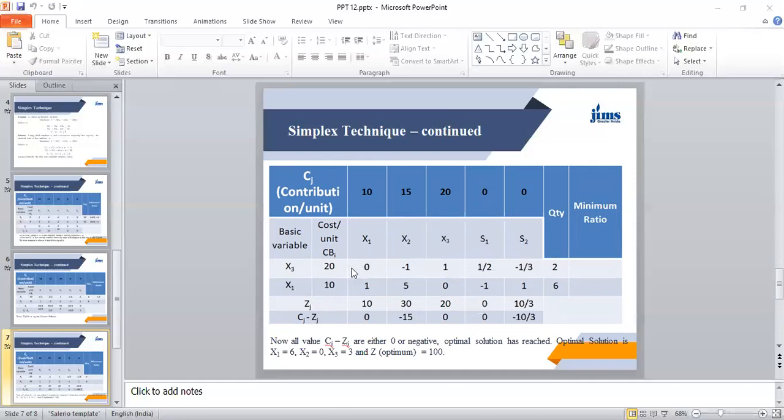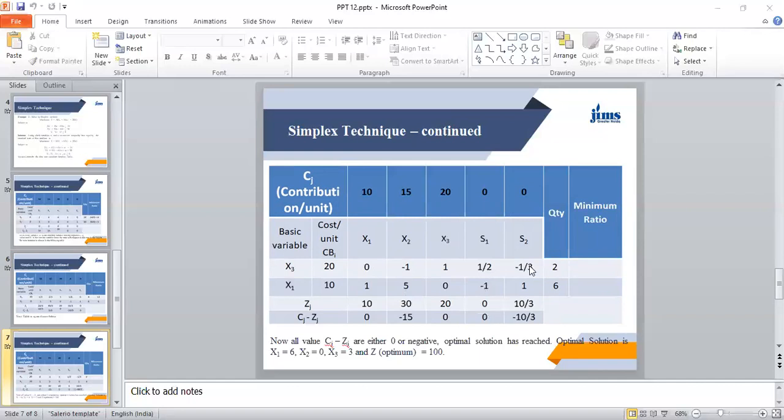So how do we calculate? 20 into 0 plus 10 into 1, 10. If you add 0 plus 10, this is 10. 20 into minus 1 is minus 20, 10 into 5 is 50. So how much do we get? Minus 20 plus 50 is equal to 30. Then 10 into 2 is 20 plus 0, 20. 20 into 1 by 2 is equal to 10. 10 into minus 1 is equal to minus 10. 10 minus 10 is equal to 0.